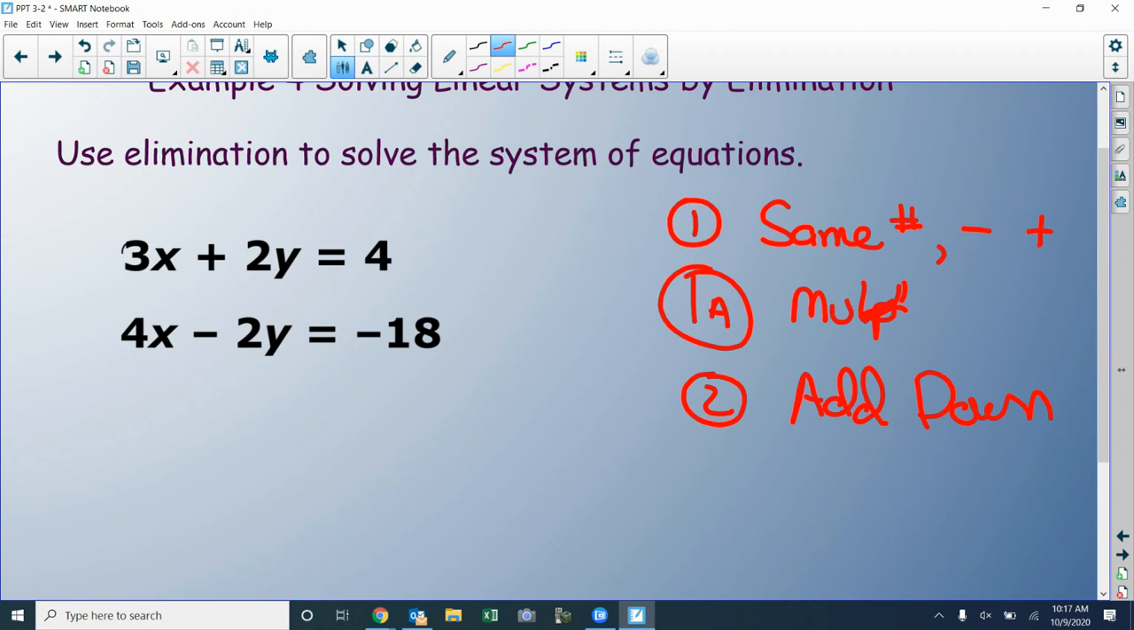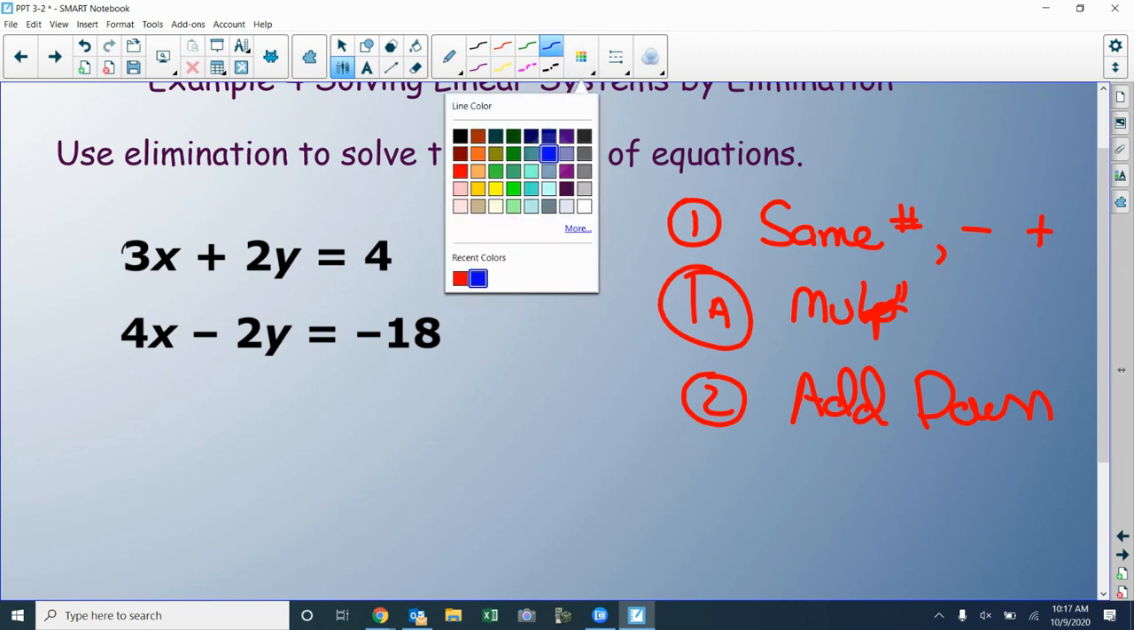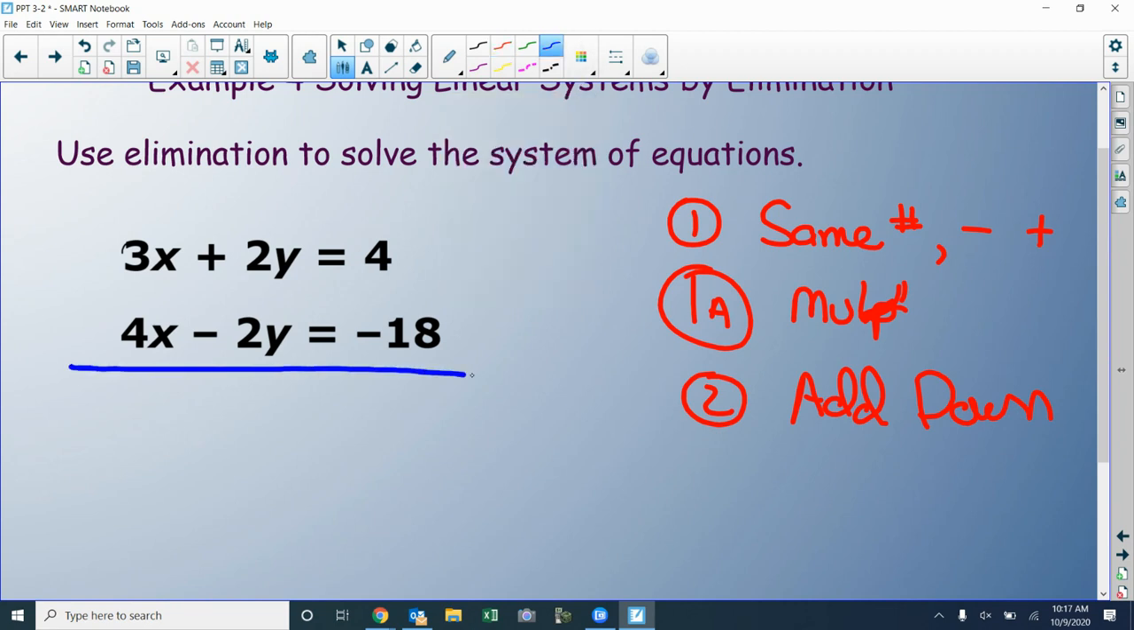Now, let's look at what we've got on this first one. Do we have same number, different sign? Yeah, we do for the y's, don't we? Also make note that you need to have the x's lined up, the y's lined up, and your equal sign. That transition has to be lined up. If it's not, then we have to do a little work there. So now I'm ready to add straight down. If I add straight down here, I get 7x, don't I?